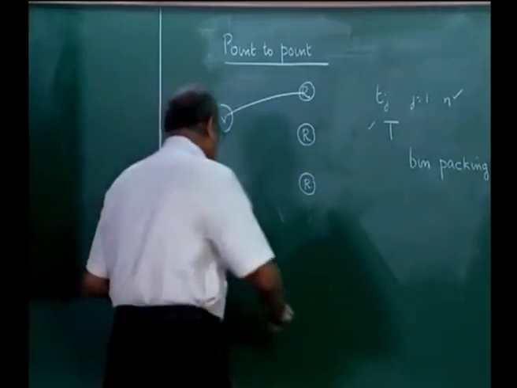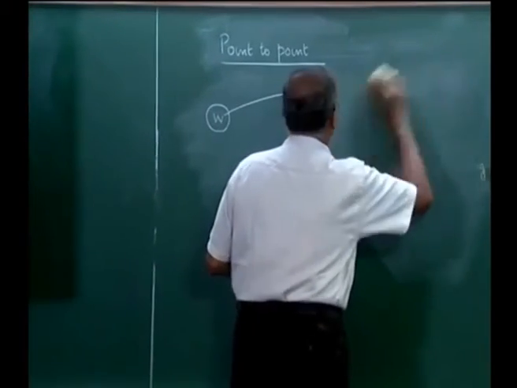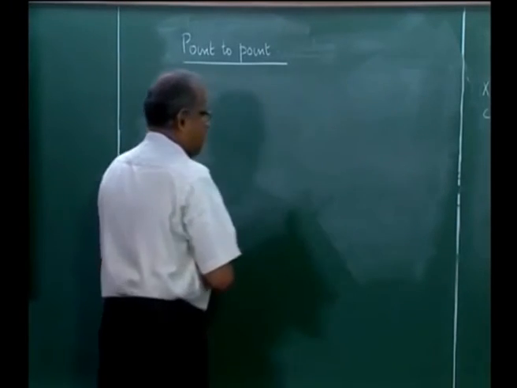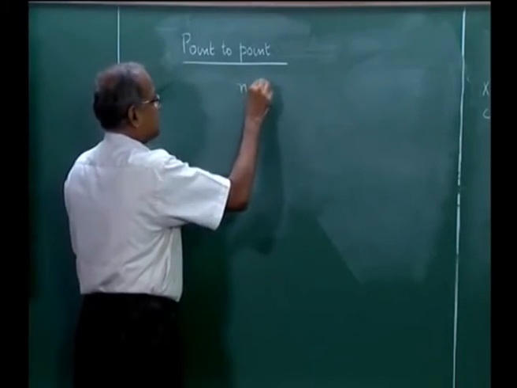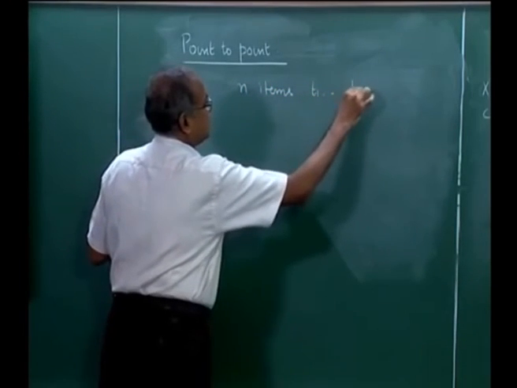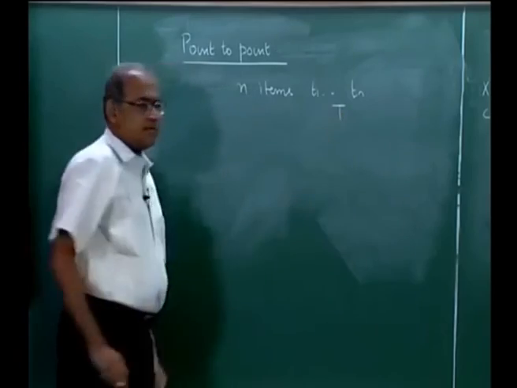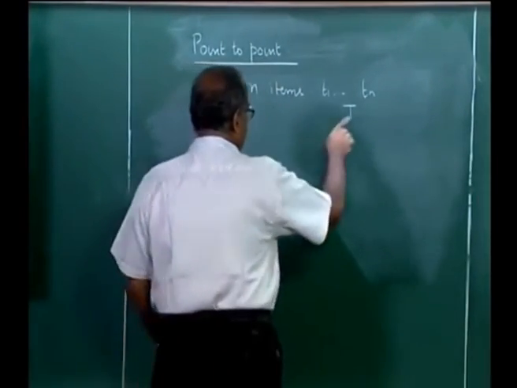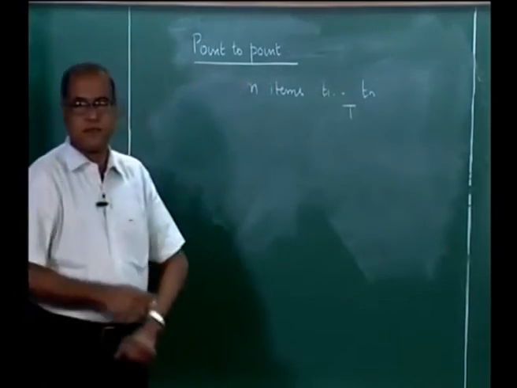So, the formulation of the one dimensional bin packing problem will be like this. Now, we are going to assume that there are n items with values t1 to tn, and there is a bin with length T where we need to put them in.